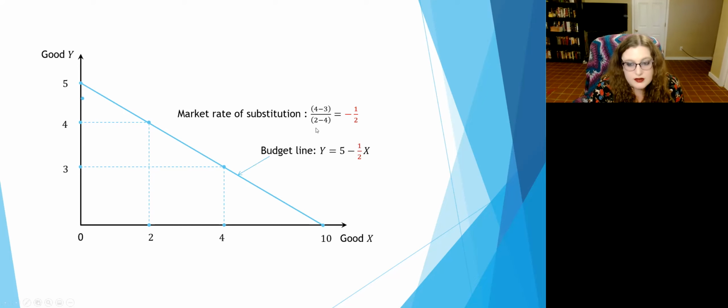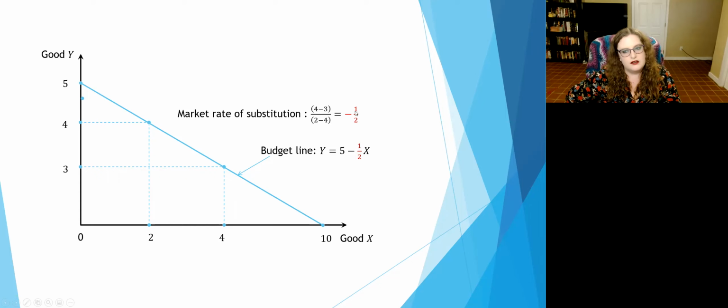So our budget line in this one would be equal to the intercept point of good Y. Then we have to think about the price of good Y and the price of good X, and the changes in them are equal to the amount of Y that you would give up. So adding 2 X's would mean subtracting 1 Y. We calculate this marginal rate of substitution where we have the 4 and 2 from point A and the 3 and 4 from point B.